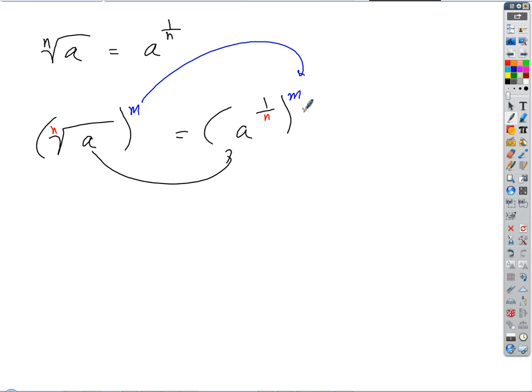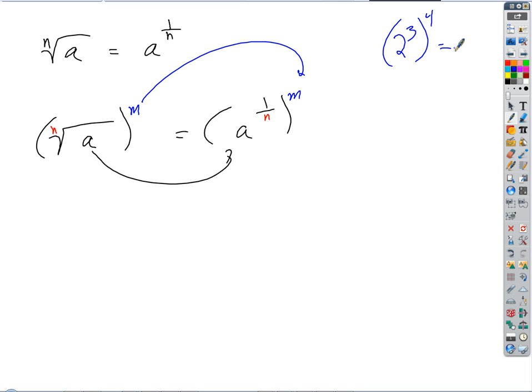So what was my rule? If I want to take 2 cubed to the 4th power, well, that's equal to 2 to what power? To the 12th. Because we always said, right, if you take a power to a power, you multiply the exponents. So you just do m times 1 over n. How do you multiply fractions? You just multiply straight across, right?